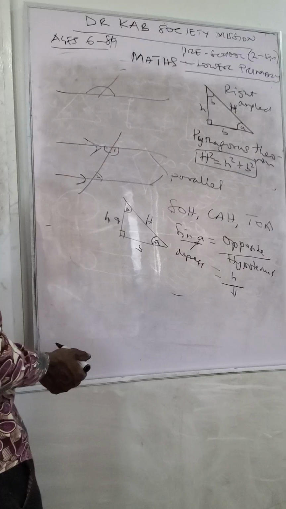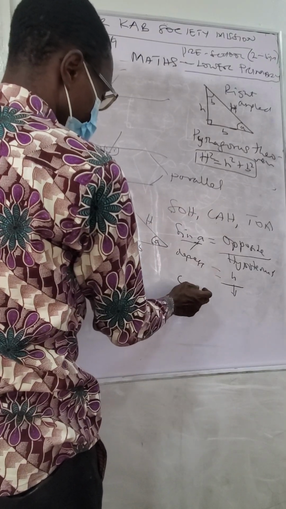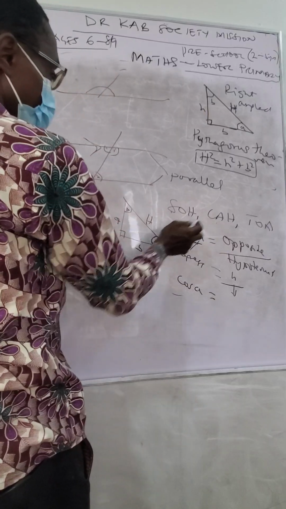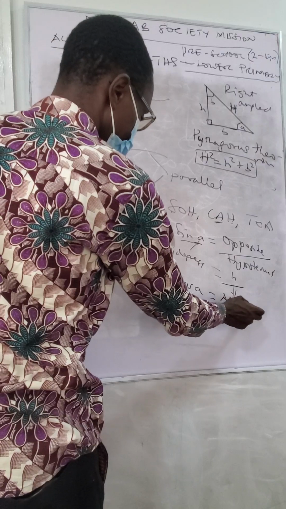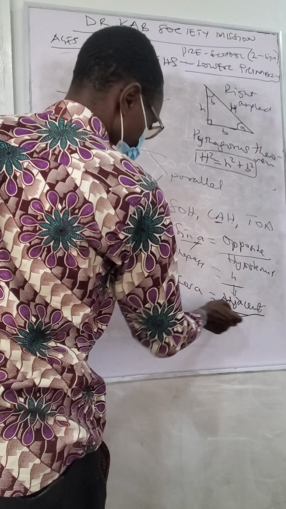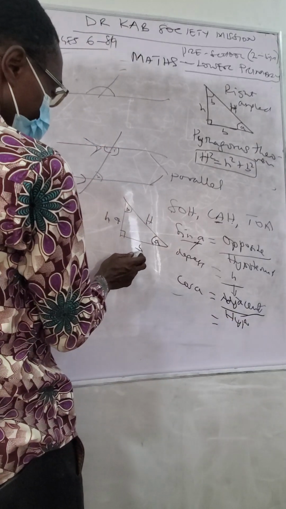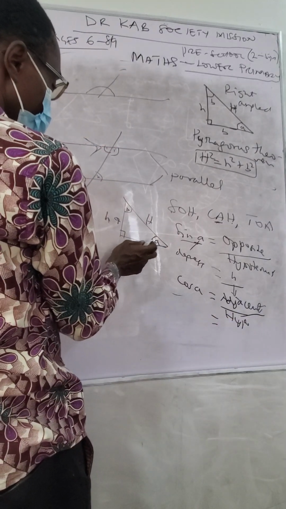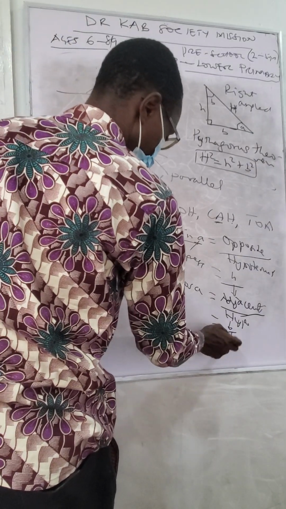Then cos A is equal to adjacent over hypotenuse. Adjacent is what? B, the line that is close. Adjacent means close. So cos A is B over the hypotenuse, capital H.